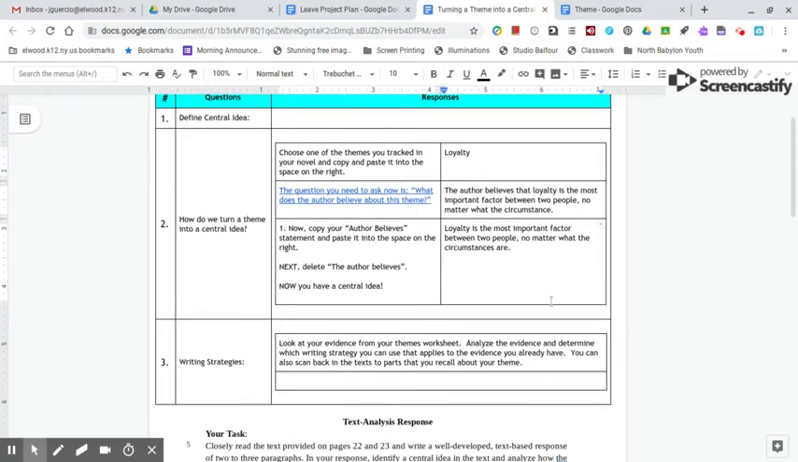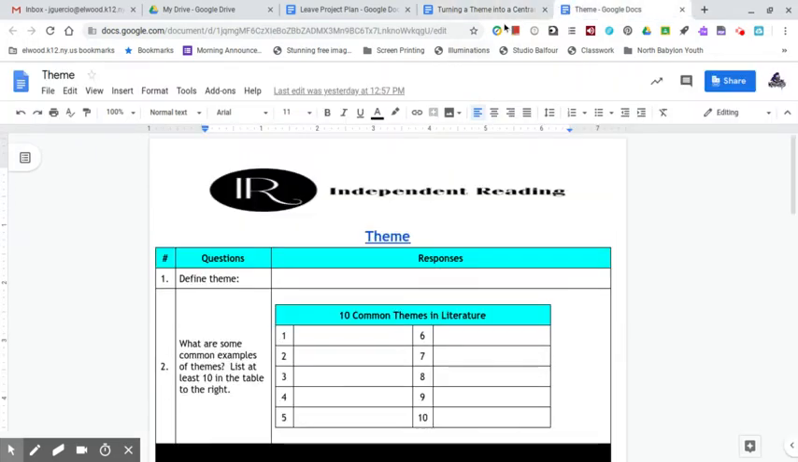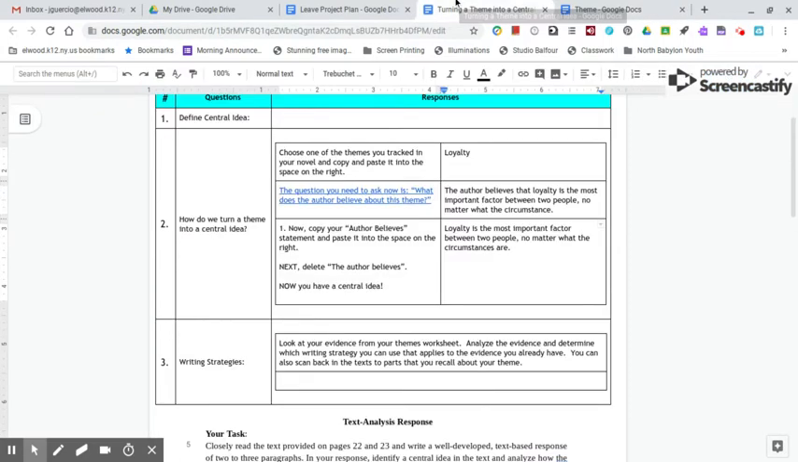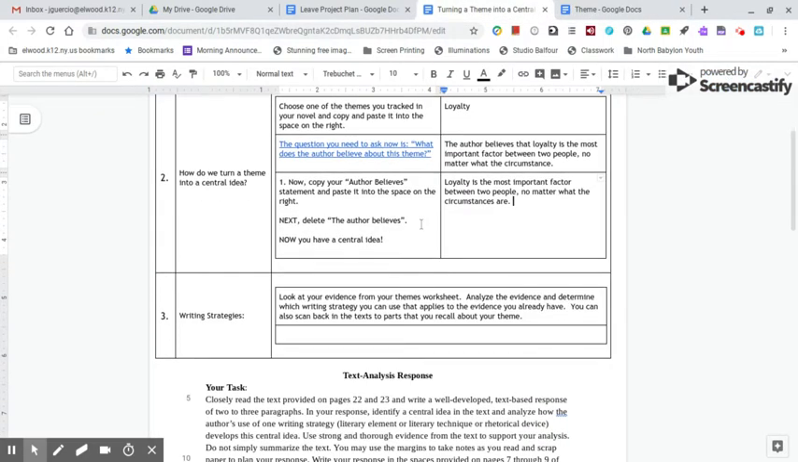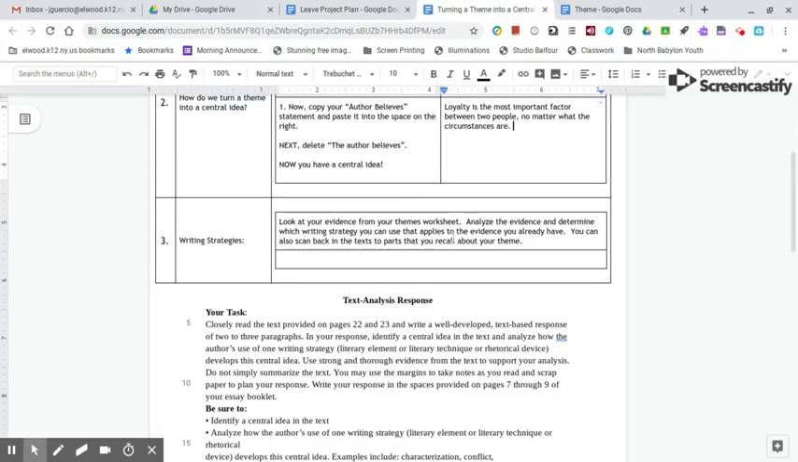So now I'm going to go back to my other document. I'm going to look at the evidence for my loyalty theme, and I'm going to apply a writing strategy. I'm going to analyze the evidence. Now we're on to number 3. This is the box we're in. I'm going to analyze the evidence and determine which writing strategy applies to the evidence you already have. You can also scan back in the text for the parts that you recall about your theme.